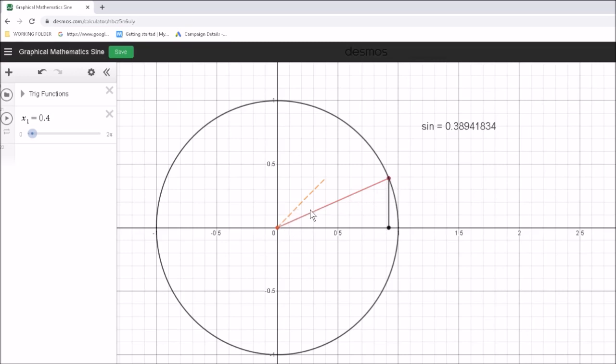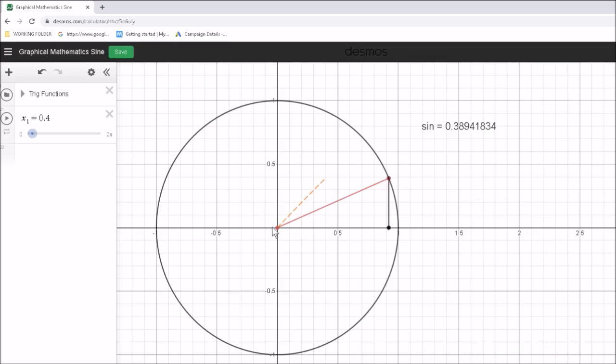Now this length here, in this instance, we just made the value equal to 1. So the height up here is going to be the opposite, because it's opposite the angle here, and the distance along here is going to be the hypotenuse. So the sine function is the opposite over the hypotenuse. And you can see the function appearing here as well.